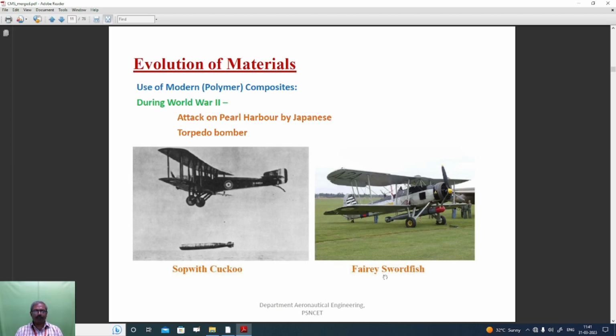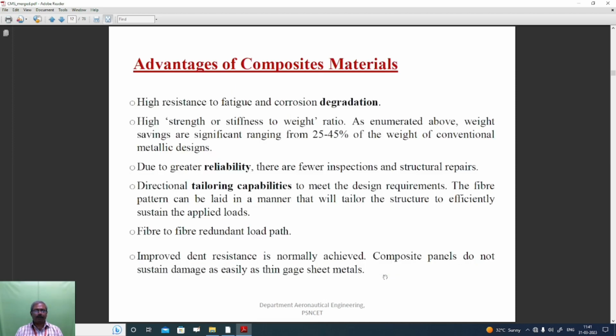Most of the parts in that bomber are made up of composite material. Now, the advantages of composite material: composite materials have high resistance to fatigue and corrosion degradation. They have a high strength or stiffness to weight ratio. As enumerated above, weight savings are significant, ranging from 25 to 45% of the weight of conventional metallic designs.